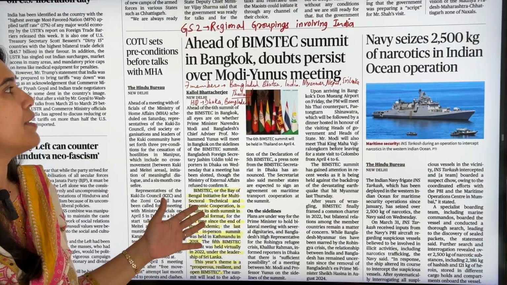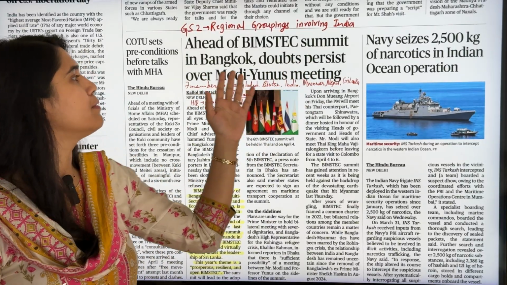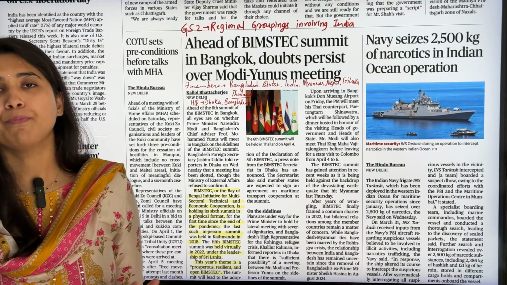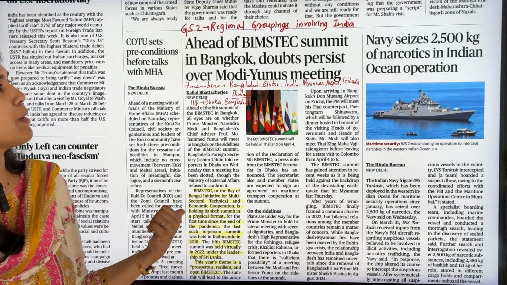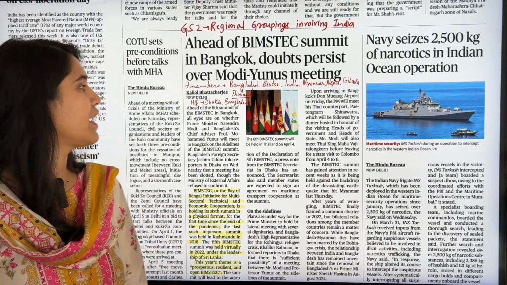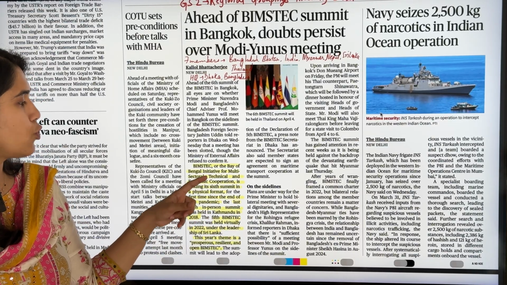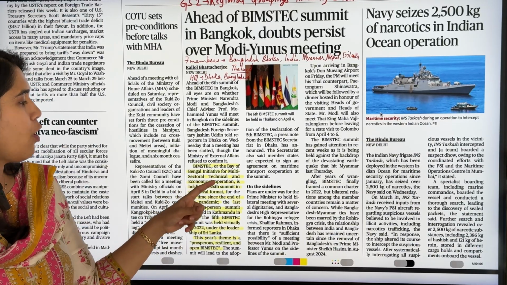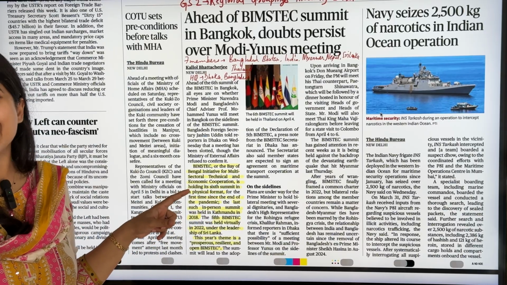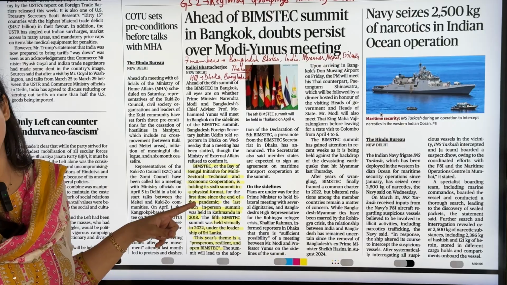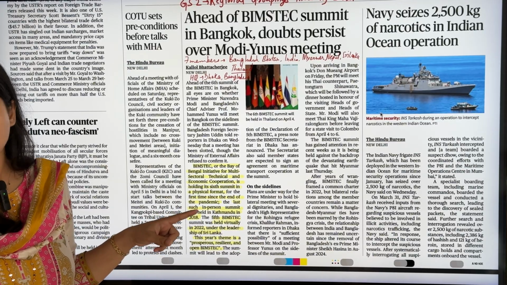The BIMSTEC summit is going to happen. Ahead of the BIMSTEC summit in Bangkok, doubts persist over a Modi-Yunus meeting. But we should know about the BIMSTEC organization. This comes under GS paper 2, regional groupings involving India. BIMSTEC is the Bay of Bengal Initiative for Multi-Sectoral Technical and Economic Cooperation. It is going to hold its 6th summit in a physical format, first time since the end of the pandemic.